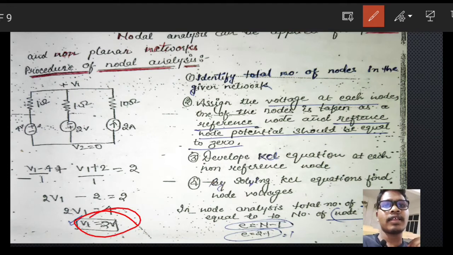So this is your answer. This is your last procedure to find the voltage across the non-reference node.